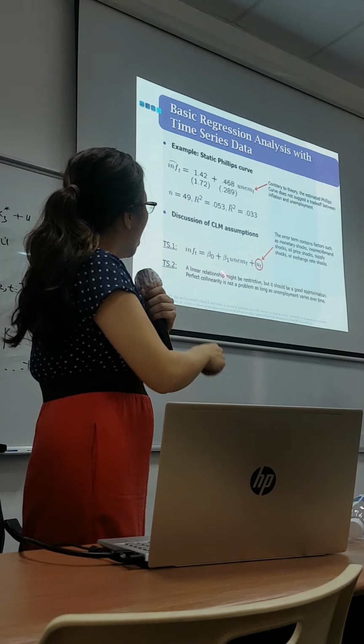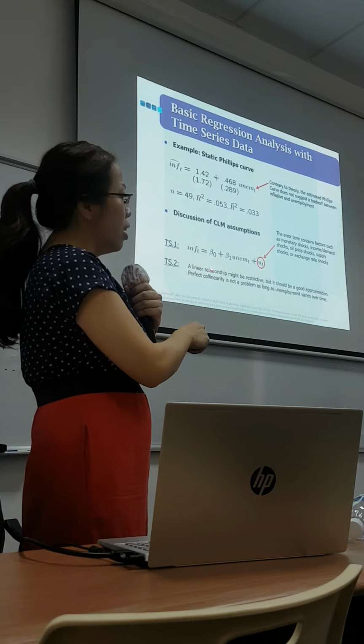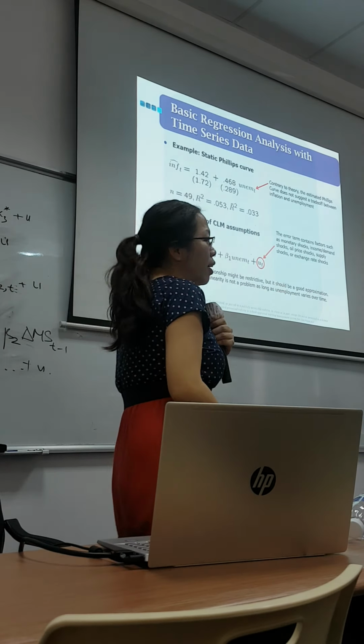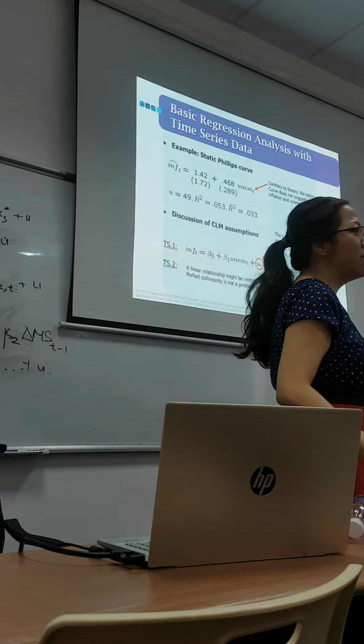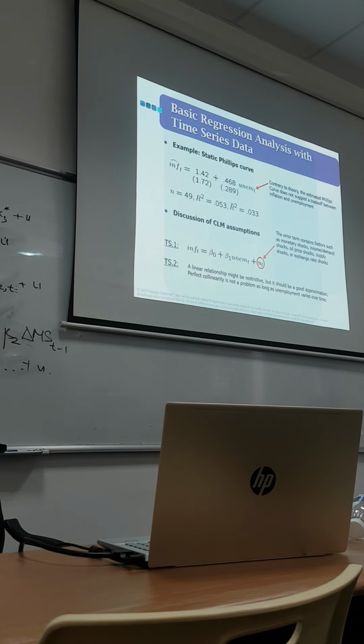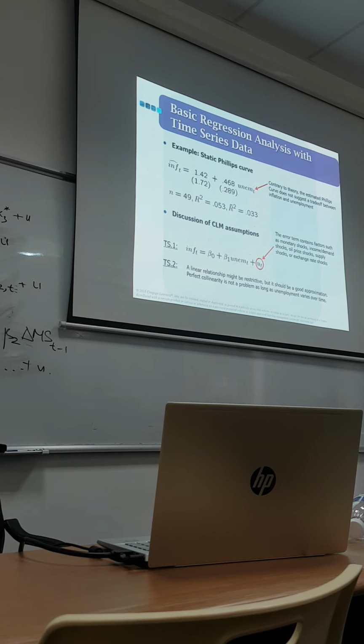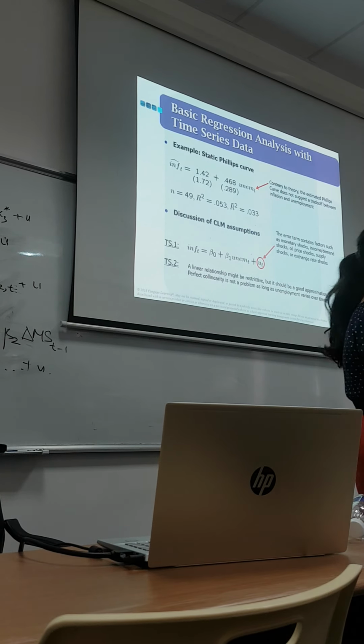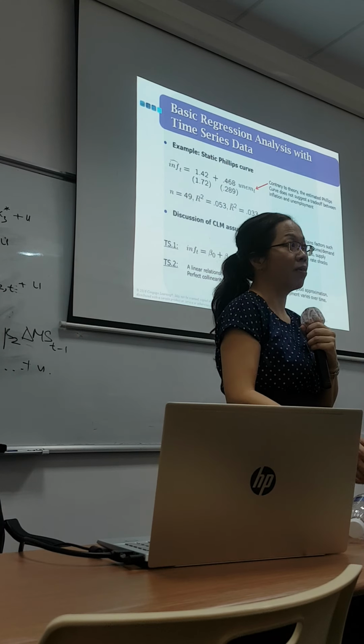And then assumption number 2, perfect collinearity. Basically, for time series, you rarely get the case of perfect collinearity. Variables move together, especially macroeconomic variables, they tend to move together. They are correlated, but not to the extent of perfect collinearity. So that's not a problem in time series, in most of the cases.